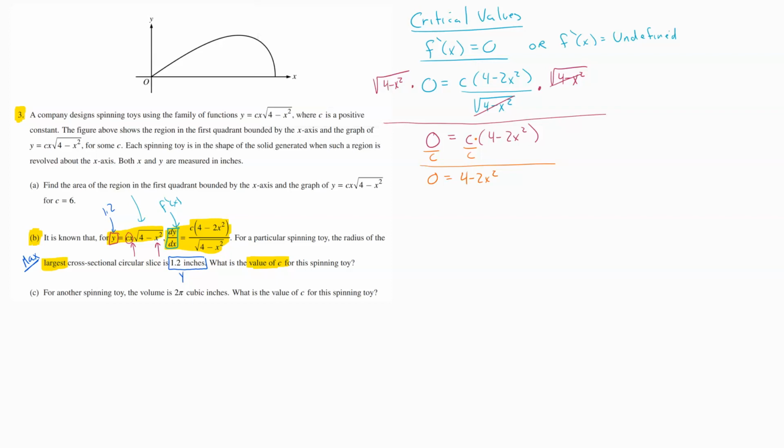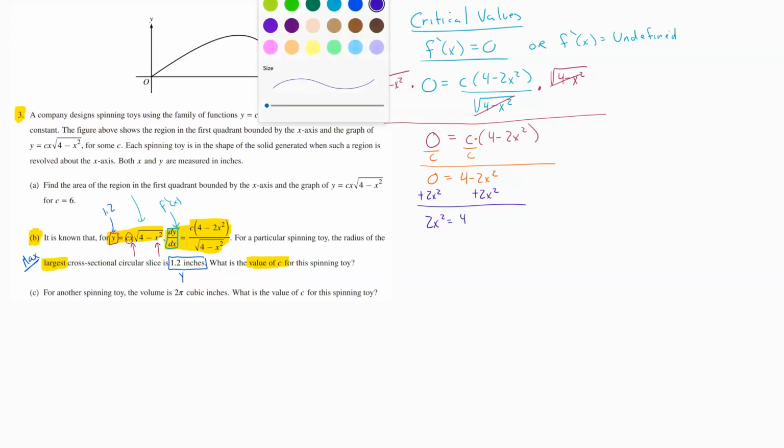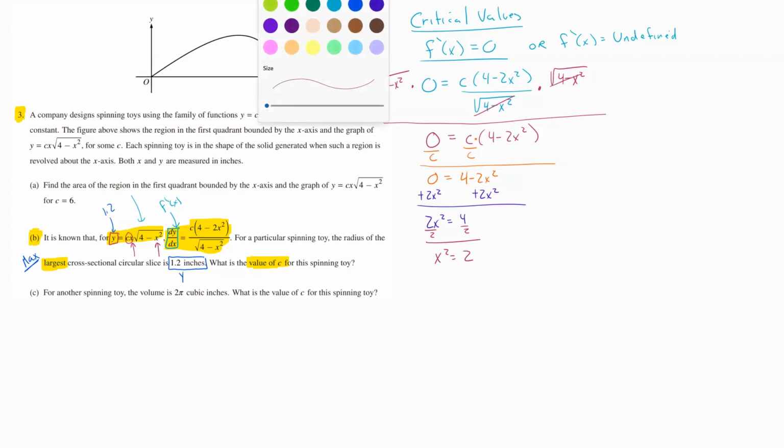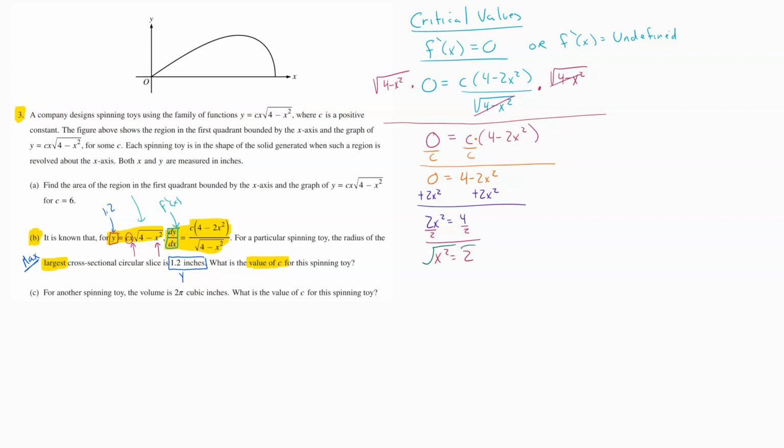Keep working our algebra. We're just trying to solve this to get x by itself. So I'm going to add the 2x squared to the other side to make that positive. We'll get 2x squared equals 4. We'll go ahead and divide by 2. Divide by 2. We get x squared equals 2. And then last little move here, we're going to square root both sides.